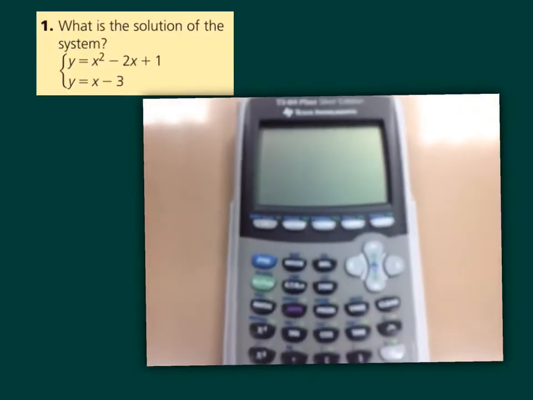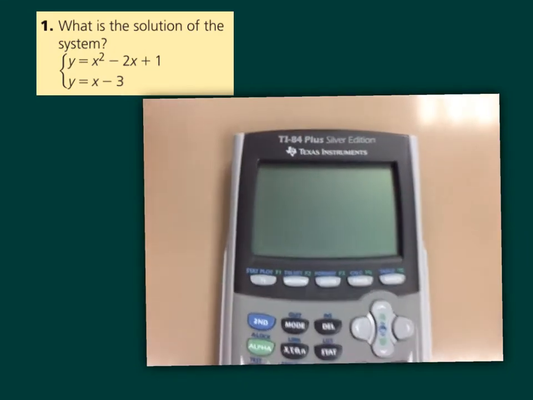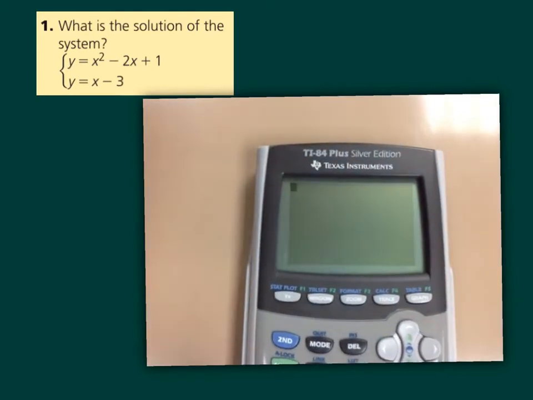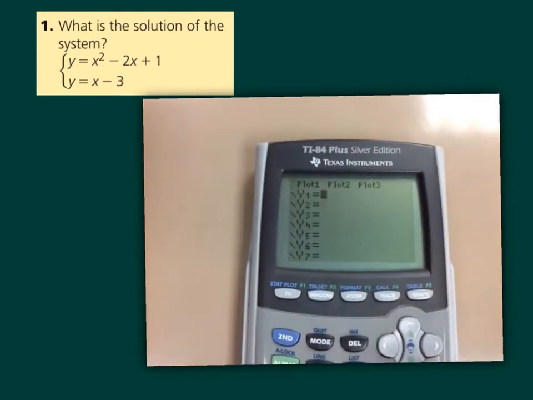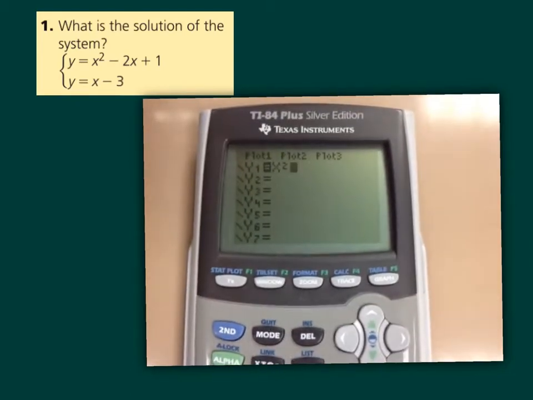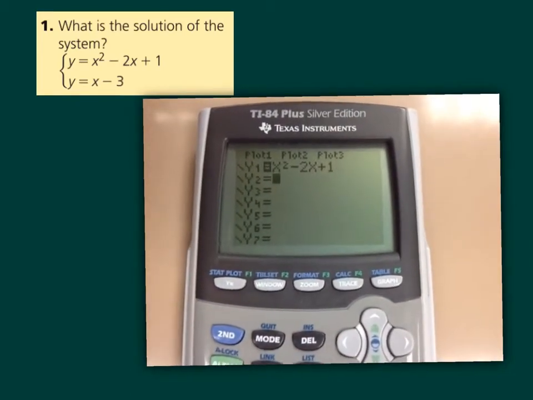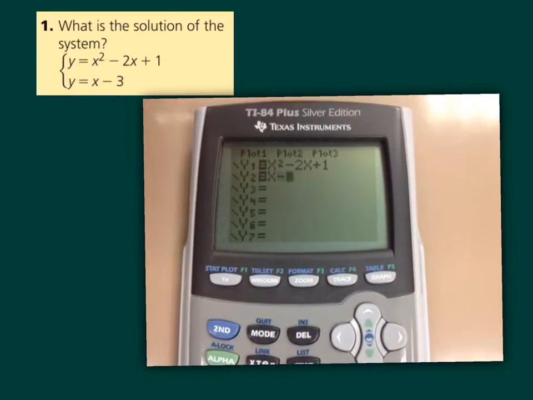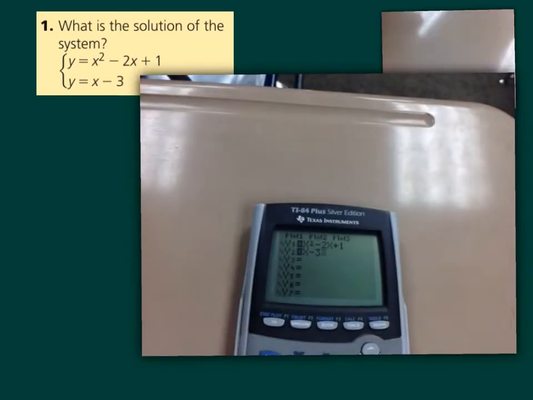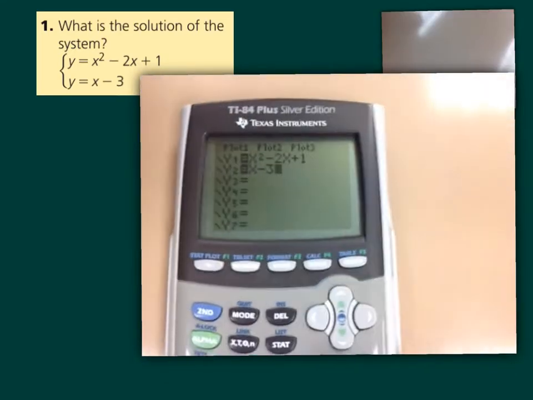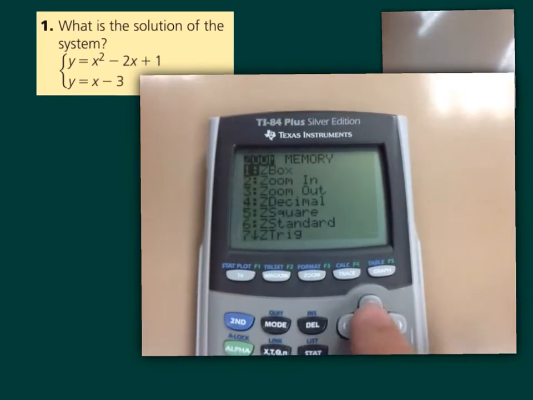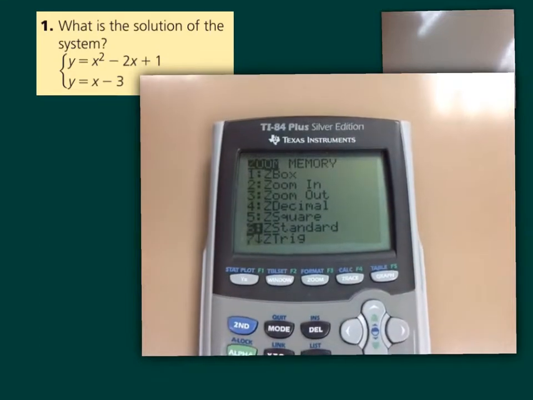So, we just have to remember how to find intersection points in the calculator. Come in here, go into y equals. y1 is x squared minus 2x plus 1. y2, x minus 3. Now, up here, we have these two. You want to push zoom, and you want to do option 6 for zoom standard.